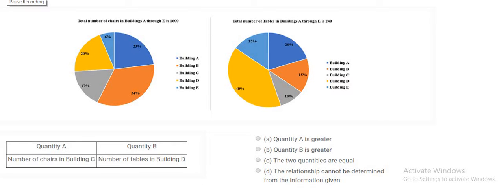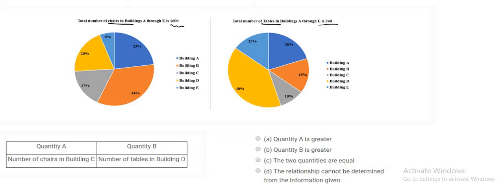We are here again with the data interpretation problem. Here we can see two images, both are pie charts. The image on the left shows the number of chairs in some of the buildings, and the total number is 1600, and the right image shows the number of tables, and the total number of tables is 240. So these are the two major differences between these two diagrams.